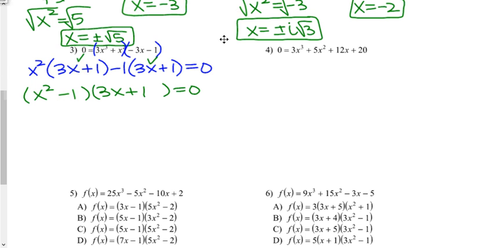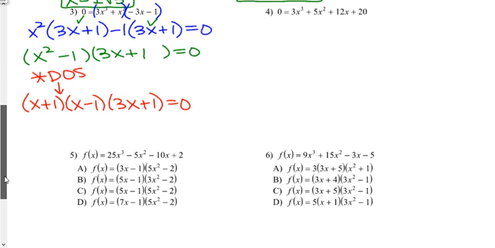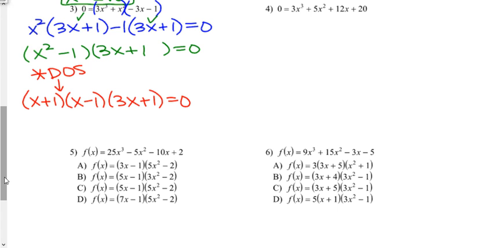And if you notice, this is difference of squares. So it's going to turn into x plus 1, x minus 1, and then I still have that 3x plus 1. Don't forget difference of squares. Please be able to notice that. It's two perfect squares separated by a minus sign. When I factor these, x plus 1 equals 0. I'm just going to subtract 1 from both sides. I get x equals negative 1.